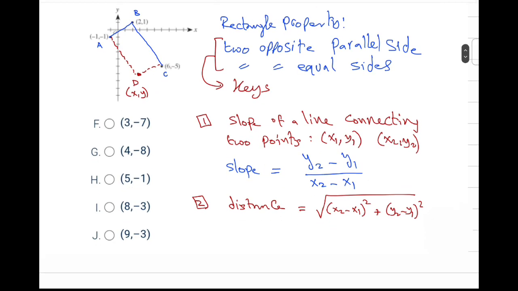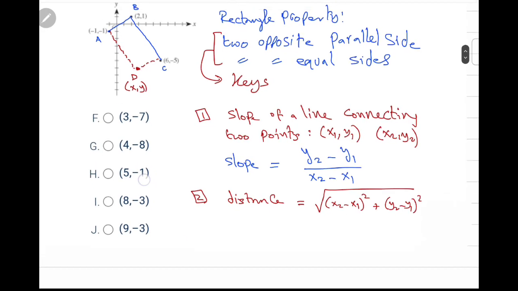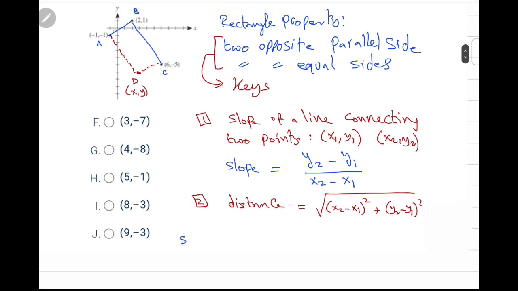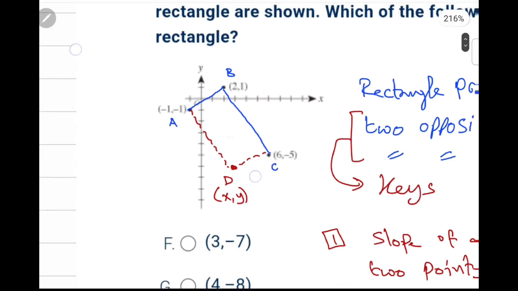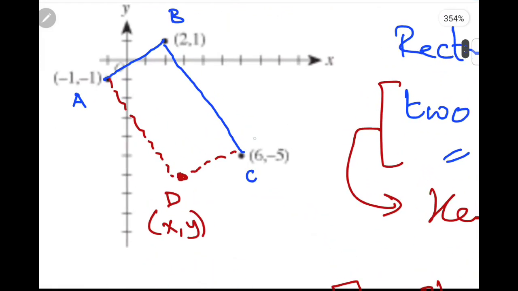So first, to find the slope, the slope of the line BC is equal to, so we can go here and we can put the coordinates. We can call this x1, we can call this y1, and we can call this x2, and we can call this y2.